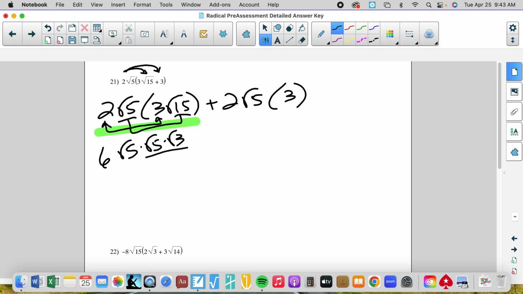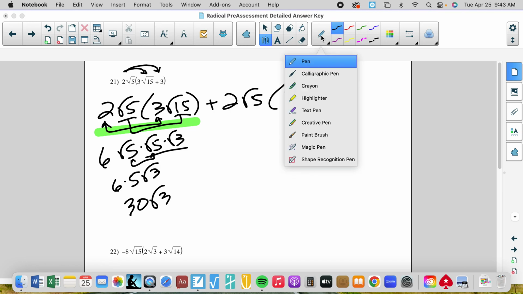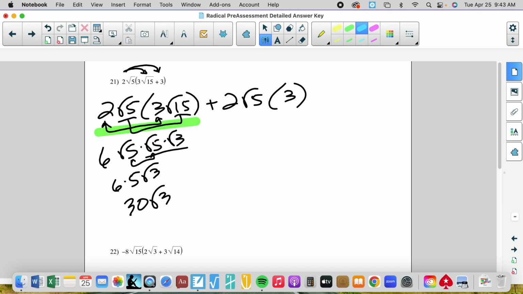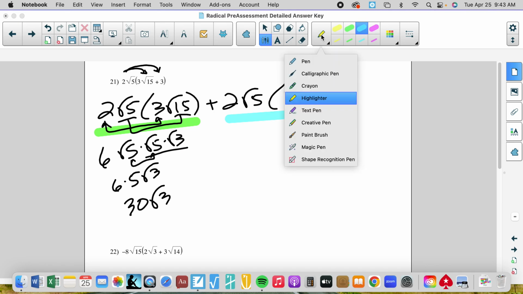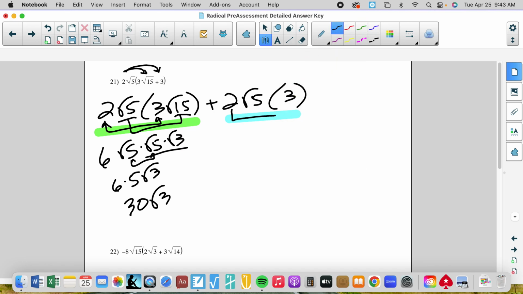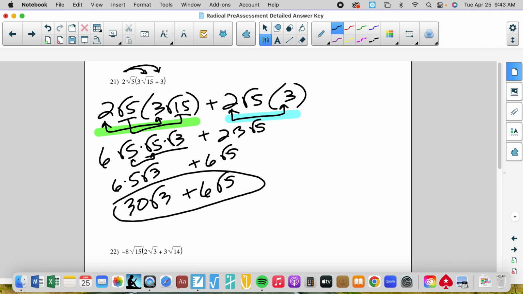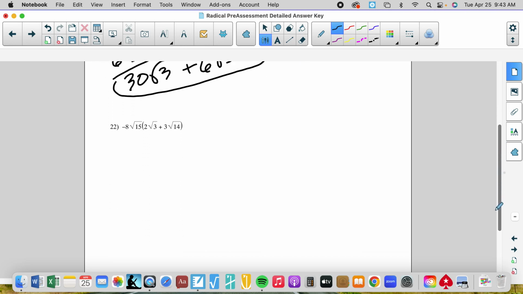I broke that 15 into 5 and 3 so I can match up. So that's 6 times 5 times rad 3, or 30 rad 3. Now I have my other two numbers that I'm multiplying. And again, that's outside and that's outside. So I'm going to multiply those. And that's 2 times 3 times rad 5, or 6 rad 5. So my answer is 30 rad 3 plus 6 rad 5.